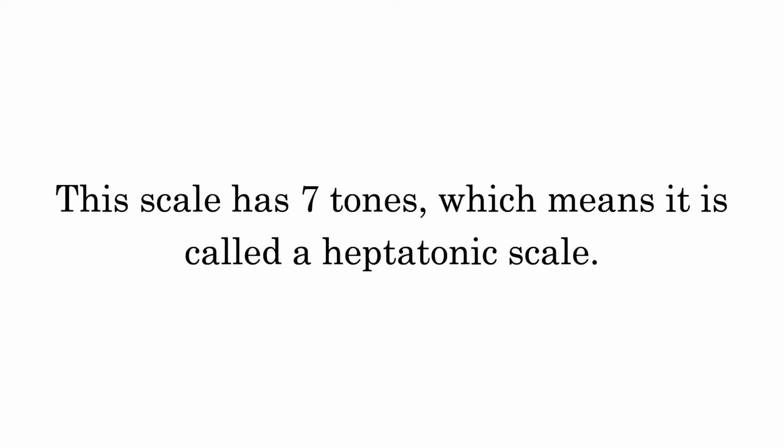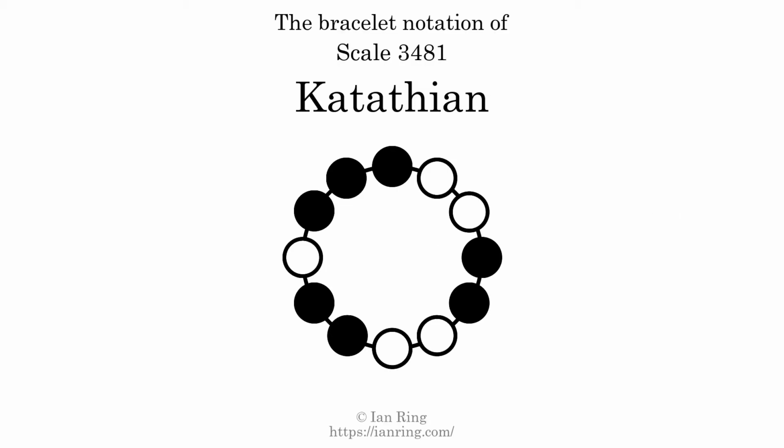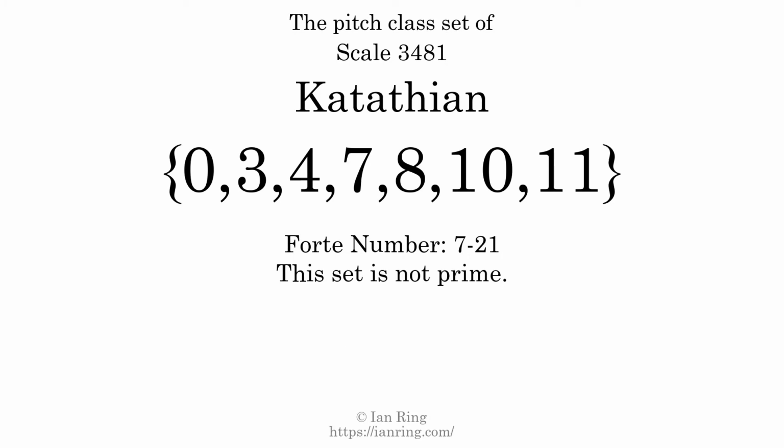This scale has 7 tones, which means it is called a heptatonic scale. This is a bracelet notation diagram of scale 3481. The shaded circles represent tones that appear in the scale, and they are read clockwise, starting at the top. The pitch class set for this scale is 0, 3, 4, 7, 8, 10, 11.